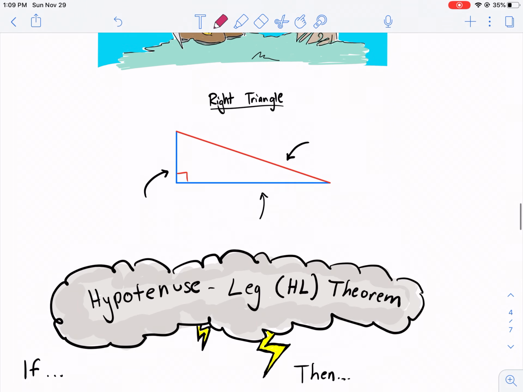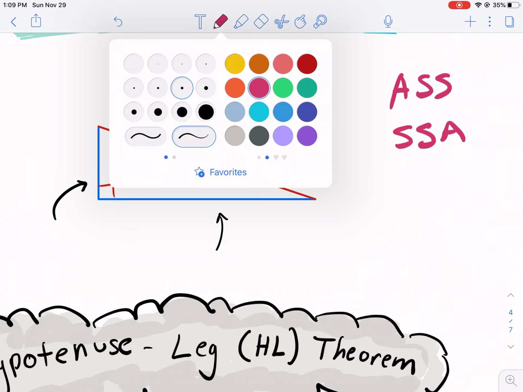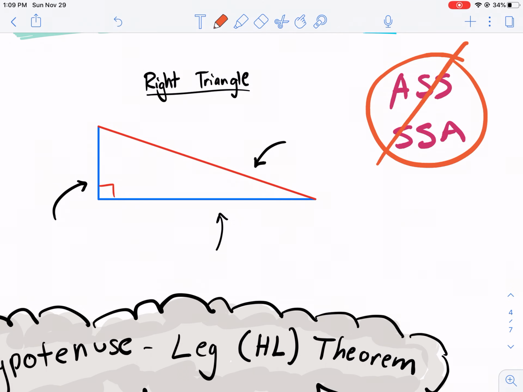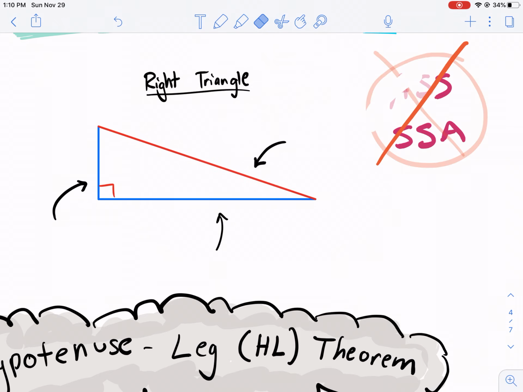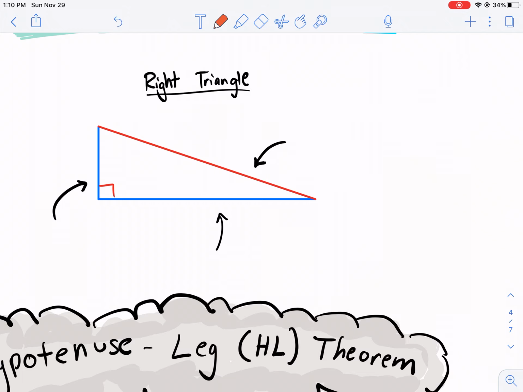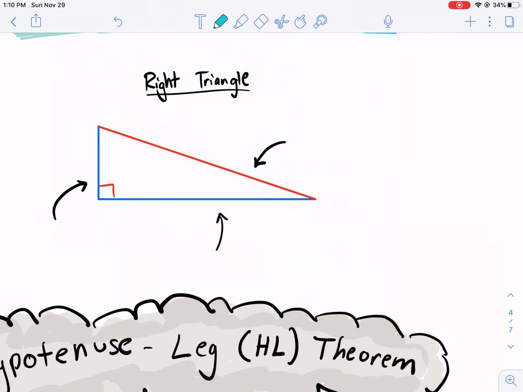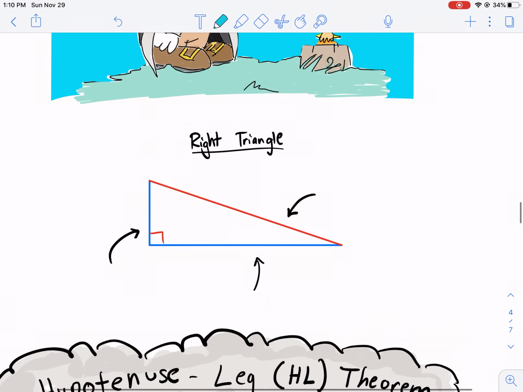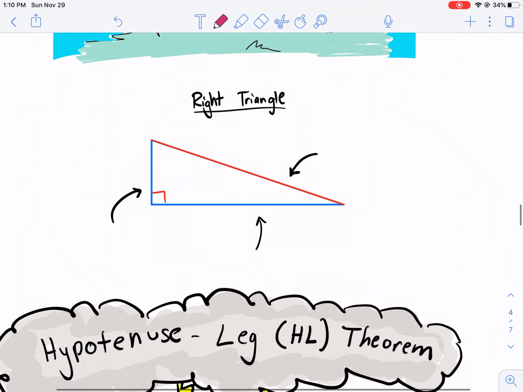Before, we also talked about how ASS or SSA is not a congruence theorem. There are 2 different triangles you can create with that, so that is not one. However, this newest one we're about to learn puts a little twist on the never, never, never for the ASS SSA. But I don't even want you to consider SSA. Put that one aside. This is a new one you're going to learn today, and I hope my explanation will clear this up in just a second.